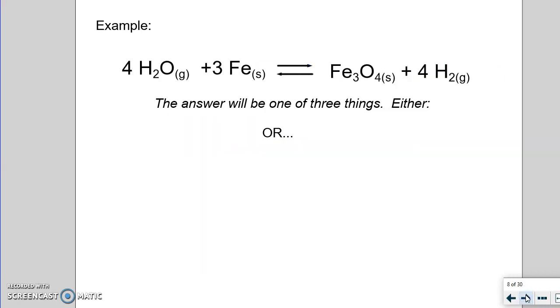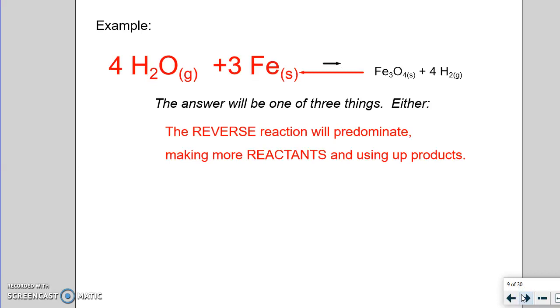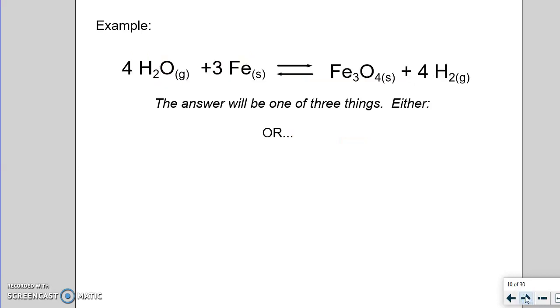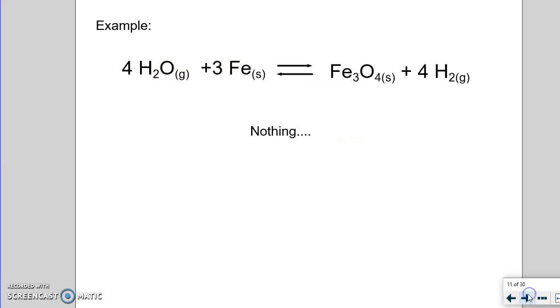Another possibility is the opposite. We could see that our change to the system causes things on the left to increase and things on the right to decrease. We would say the reverse reaction predominates, or the reaction runs to the left, or reactants are favored. All of those are different ways of saying the same thing. Third option is, of course, that we could add a bunch of something to this and nothing could happen. That is the other possibility.